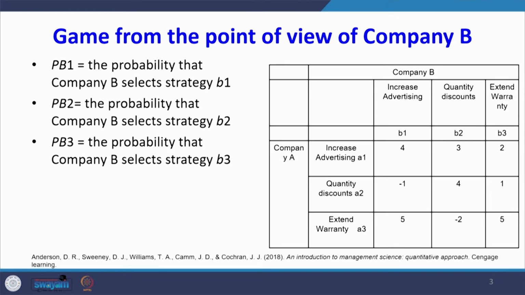The probability of playing strategy B1 is called PB1. I am going to assume PB1, PB2, PB3. So, PB1 equals the probability that company B selects strategy B1, PB2 the probability that company B selects strategy B2, and PB3 the probability that company B selects strategy B3.